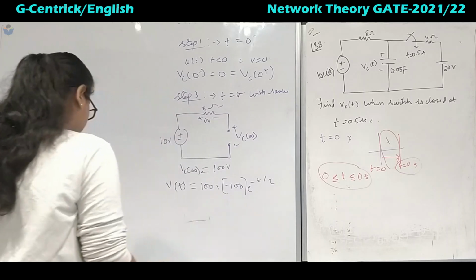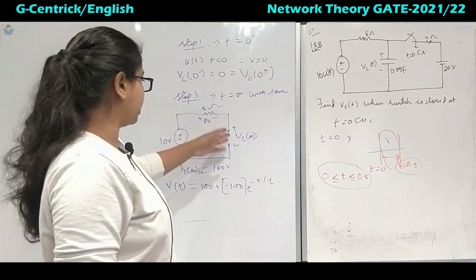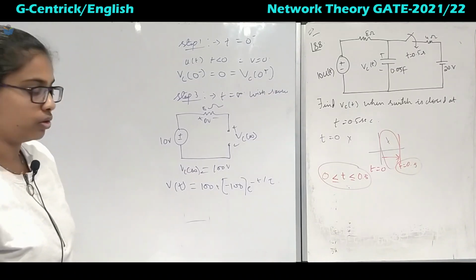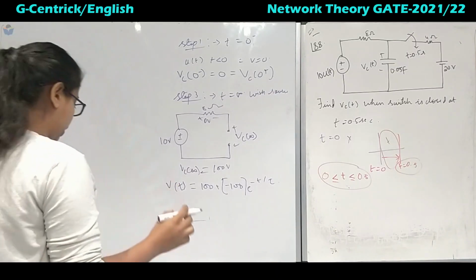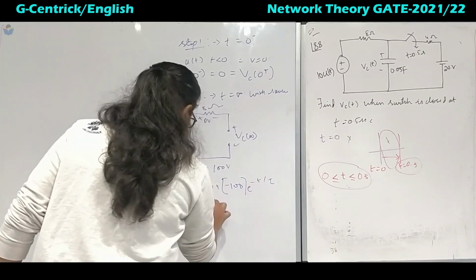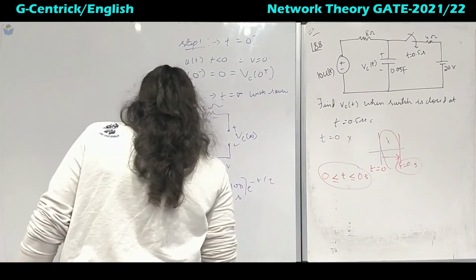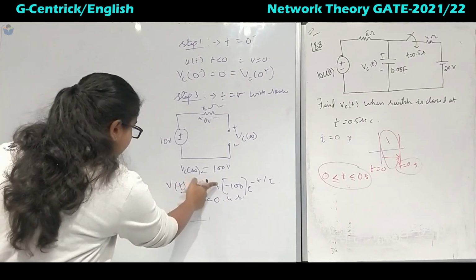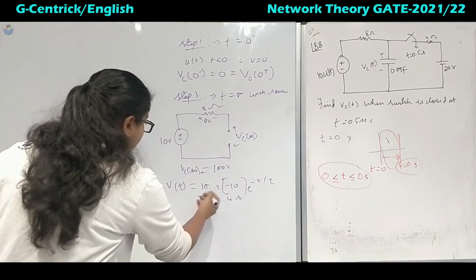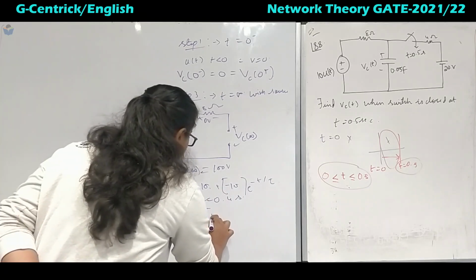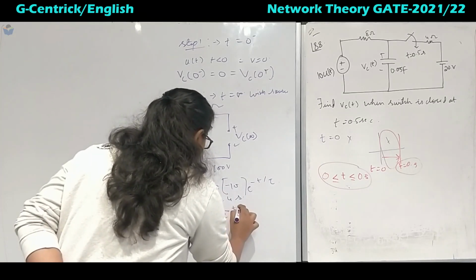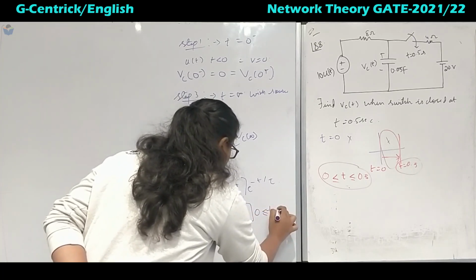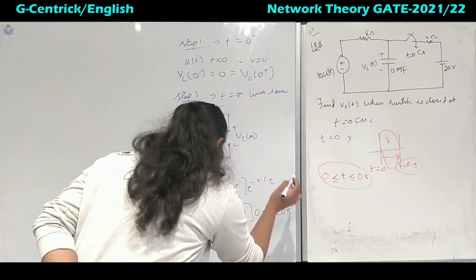Our tau will be nothing but C into R, that is 8 into 0.05. So we will get it as 0.4. So our tau will be 0.4 seconds. This is not 100, this is 10. If you take 10 as common, you will get 1 minus e power minus t divided by 0.4. This equation is valid up to 0.5.